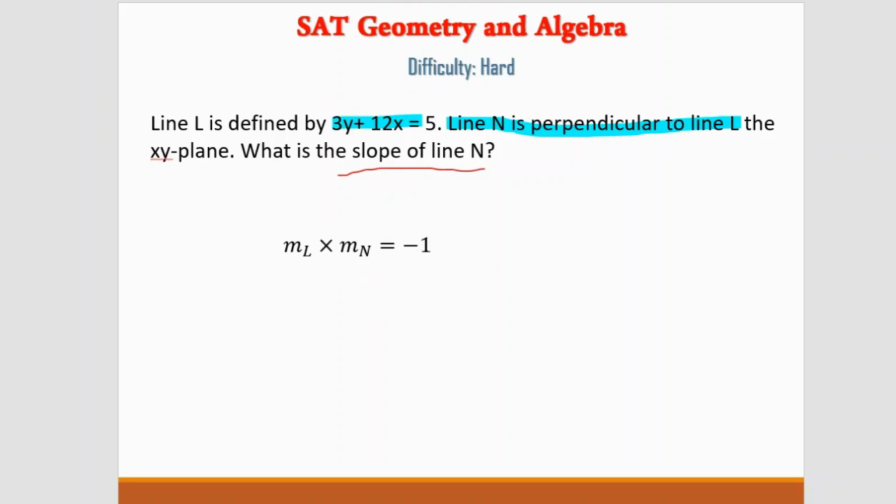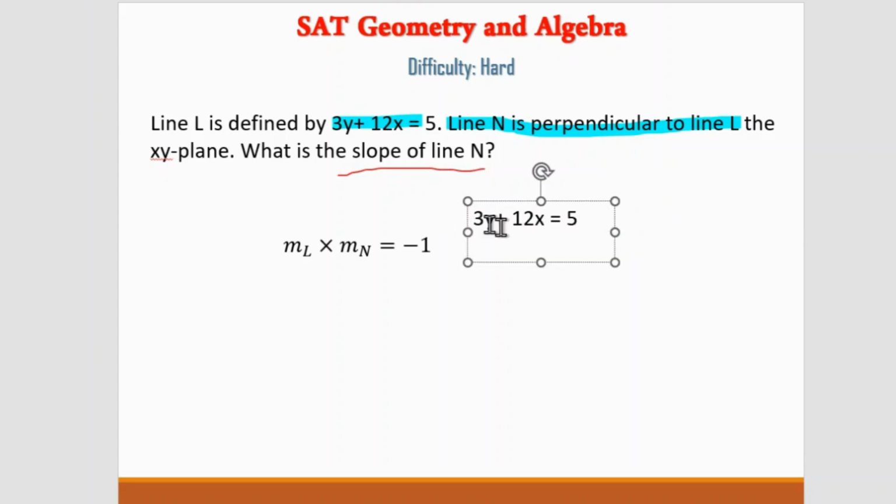In order to do that, we are going to figure out the value of m of L from this equation, 3y plus 12x equals 5. So let me copy the equation from here and put it here. Okay, there we go. I hope we all know how to find the slope of a linear equation, so I'm not going to do a lot from here.